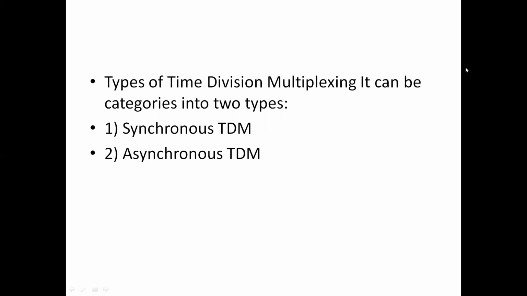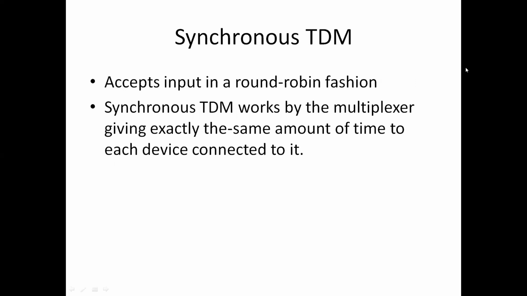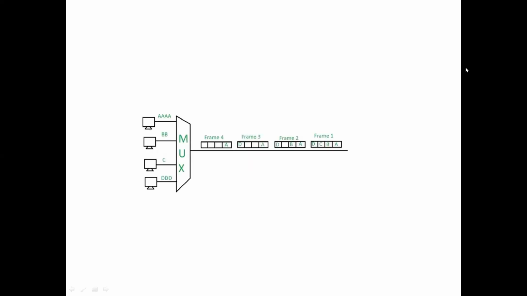It can be categorized into two types: one, synchronous time division multiplexing, and two, asynchronous time division multiplexing. In synchronous time division multiplexing, inputs are accepted in a round robin fashion. It works by the multiplexer giving exactly the same amount of time to each device connected to it. So, this is a more apt example of such a system where there are senders with different packets.